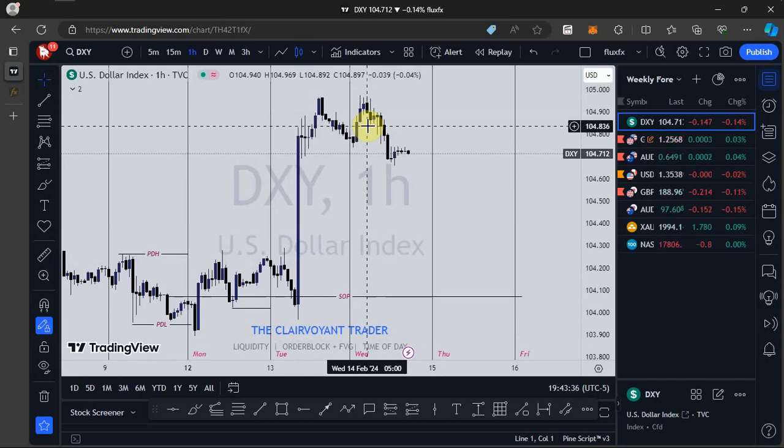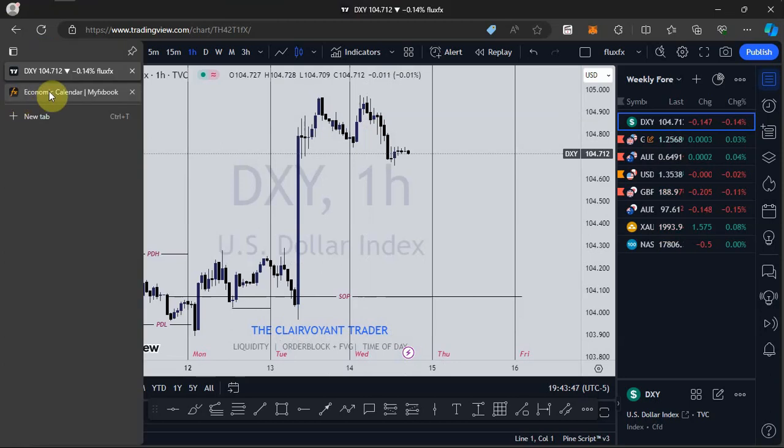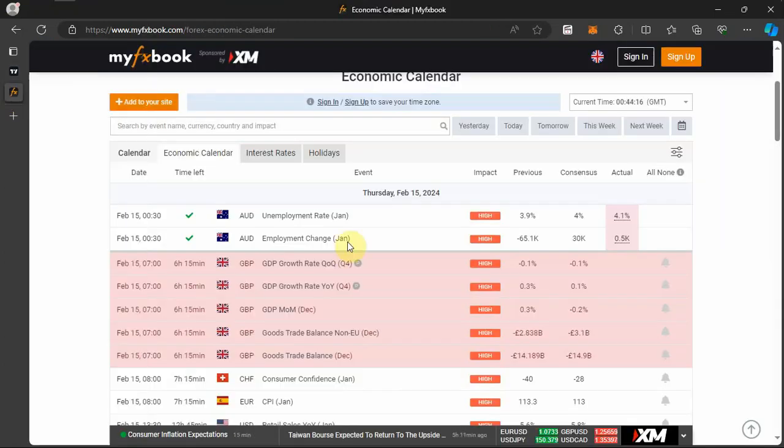So I'm bringing you what has happened on Wednesday, and what is yet to happen so far as the next trading day is concerned. But before we start, let's look at the economic news calendar for the next trading day, that is on a Thursday, 15th of February 2024.